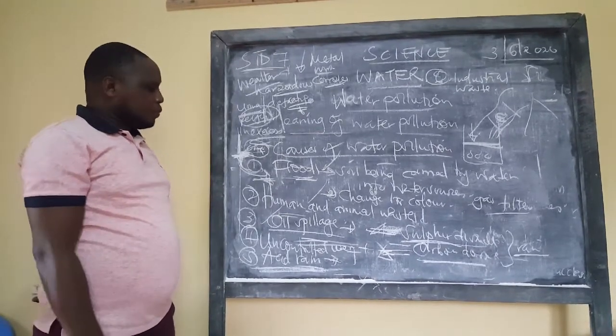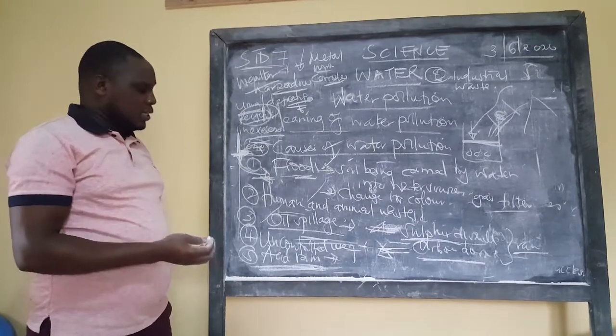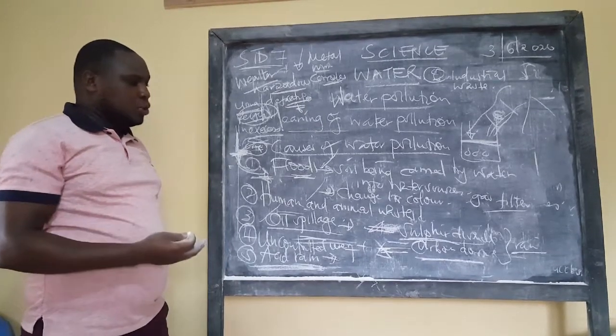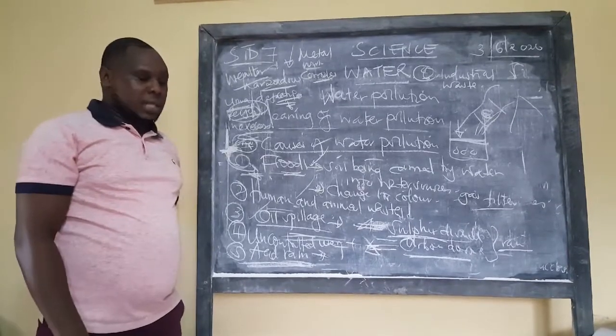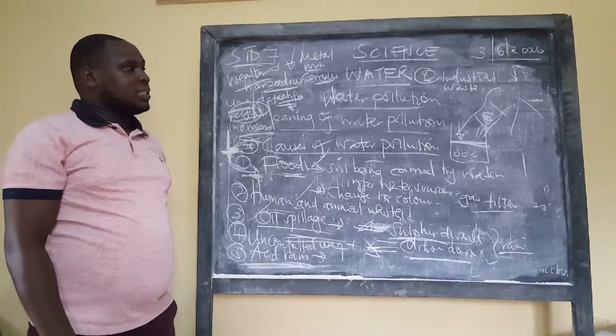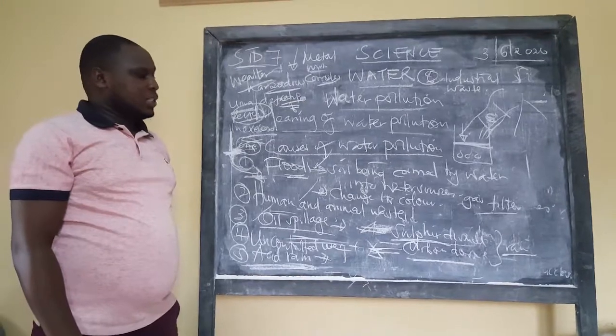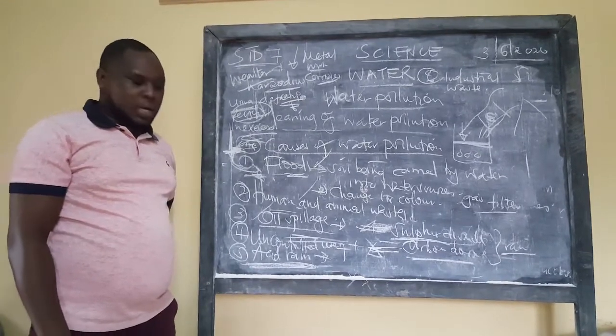So we are saying flood, human and animal waste, oil spillage, uncontrolled use of farm chemicals, acid rain, and industrial waste, all these are contaminants or causes of water pollution.